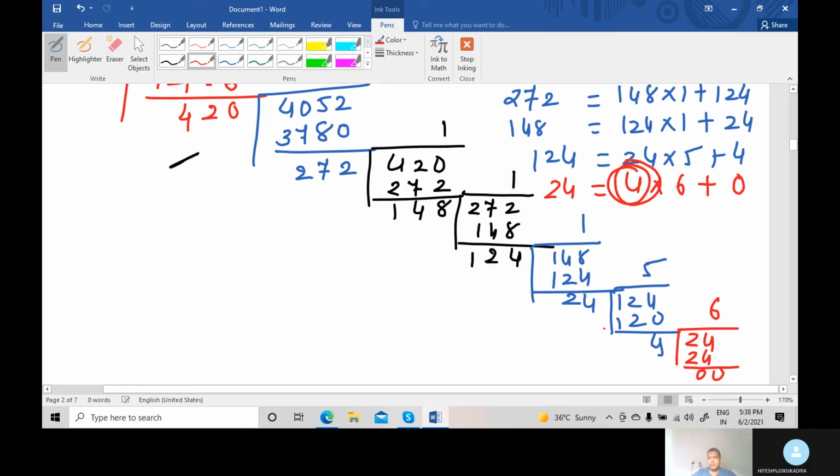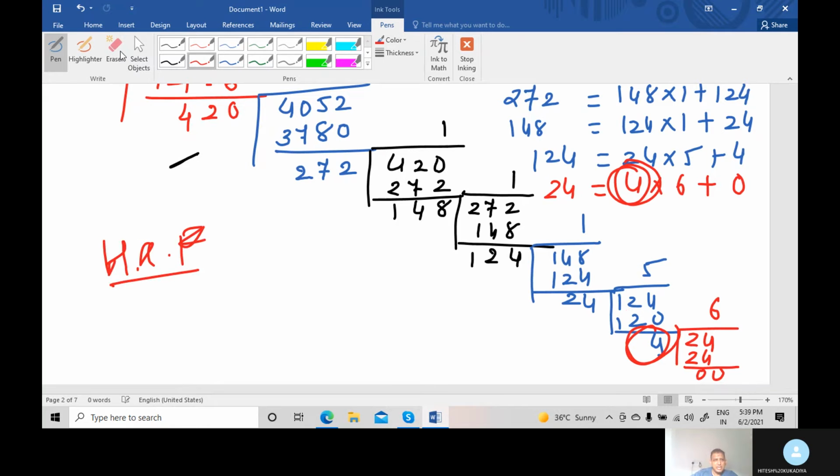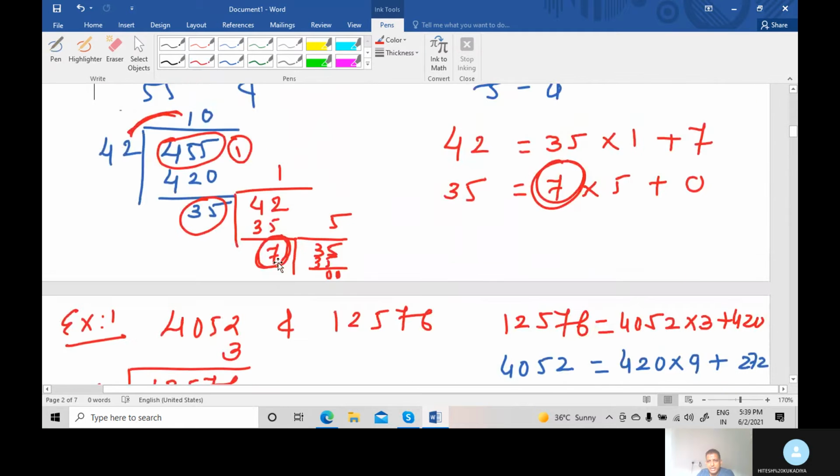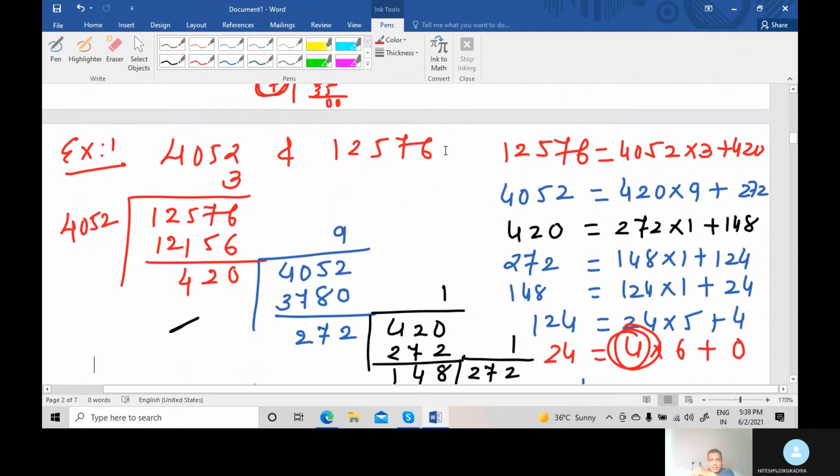So the last divisor is 4. So our HCF is 4. HCF is 4. This is your answer. Is that clear? So in your examination, you can write only this statement, from this up to here. Okay, Euclid's division lemma, a 2 marker question. Do you understand? Okay, now look at your textbook.